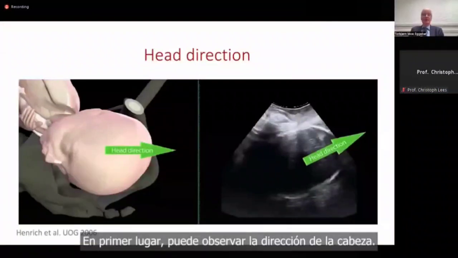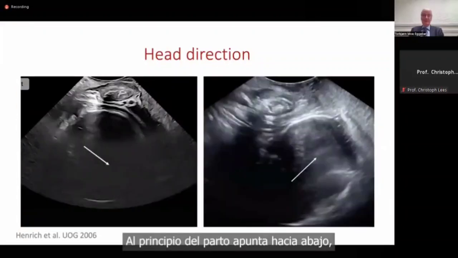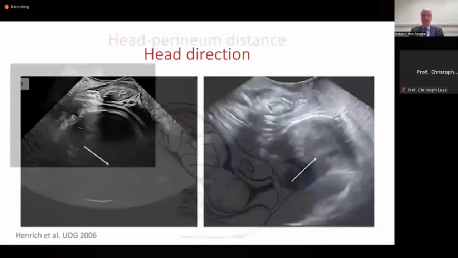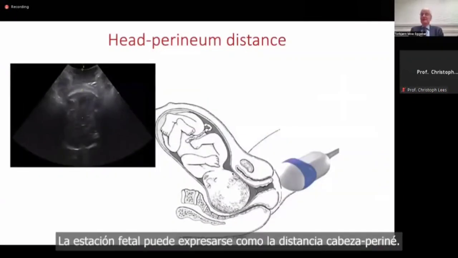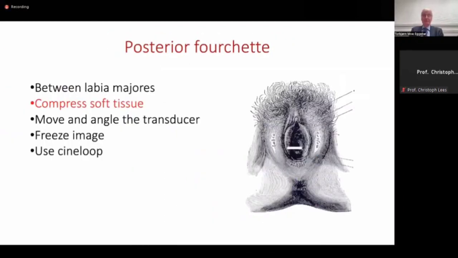First of all, you can observe the head direction. Early in labor, it's directed downwards, and late in labor, directed upwards, following the cardinal movements. Fetal station can be expressed as head perineum distance. It's a simple method, just one measurement. Place the transducer in the fourchette, compress the soft tissue, and measure the distance to the fetal skull.